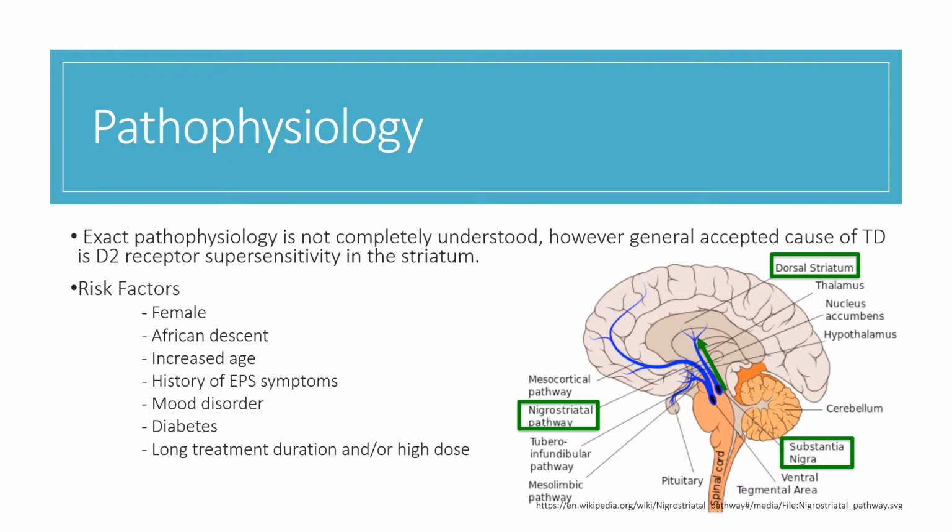Factors that may increase your risk for getting TD include being female, being of African descent, increased age, having a history of EPS symptoms, such as maybe when you first started the medication, a mood disorder, diabetes, long treatment duration, and or a high dose.